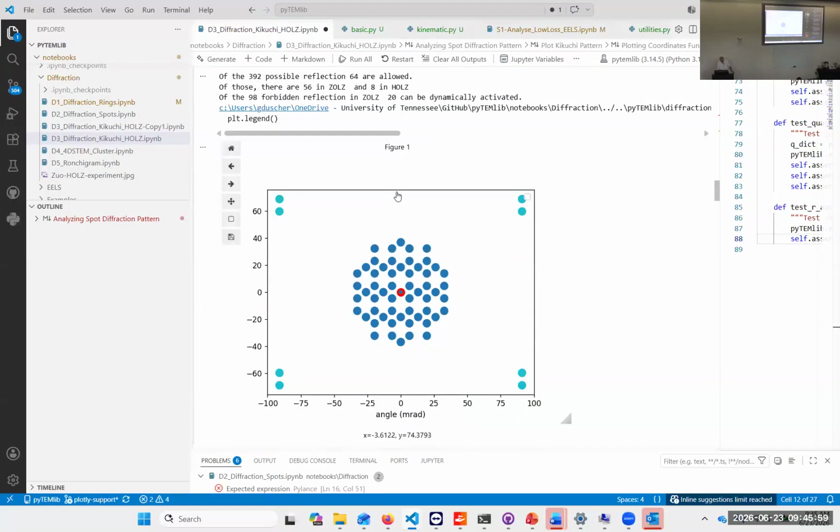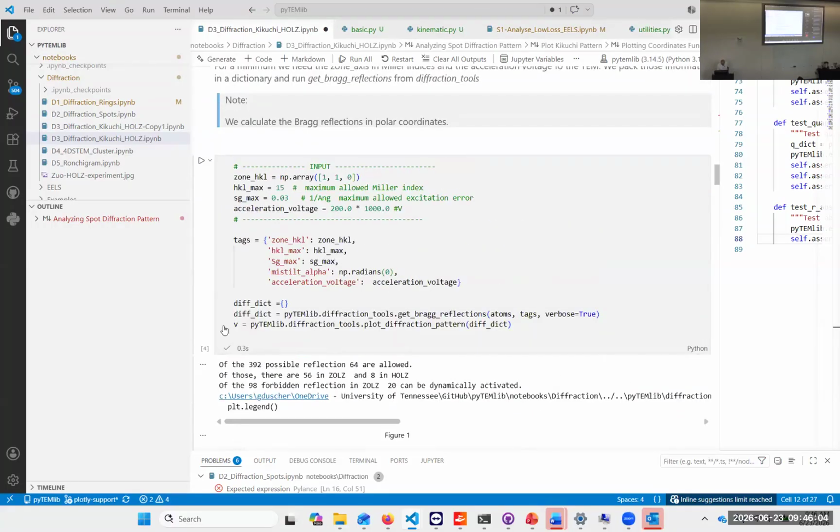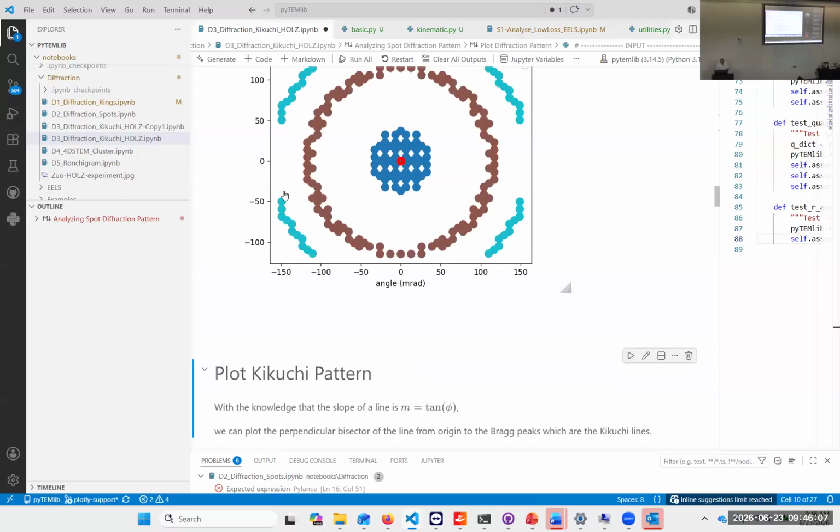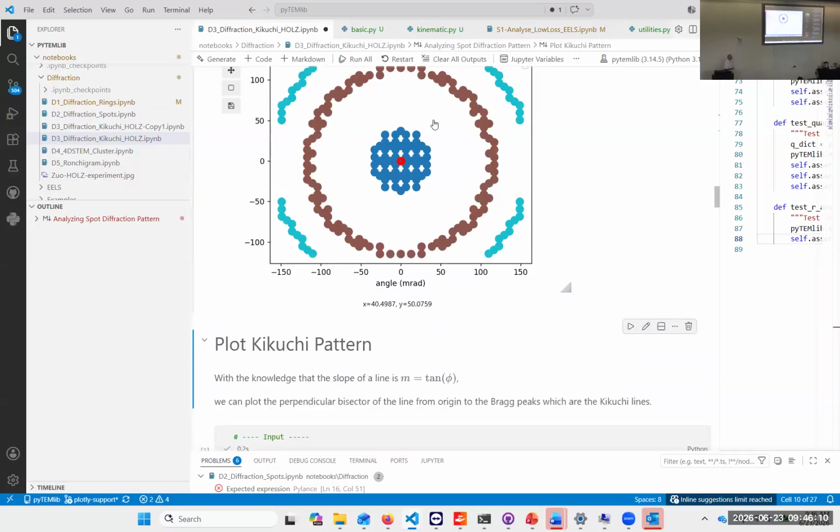So we plot our diffraction pattern. What we see already, let's do that a little bit higher. We can do a larger HKL. Okay. So what we see now is actually our Holz ring. The center part is the zero order Laue zone, and further out are our higher order Laue zone rings.